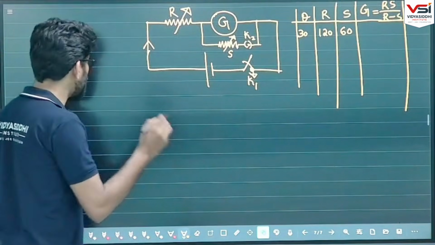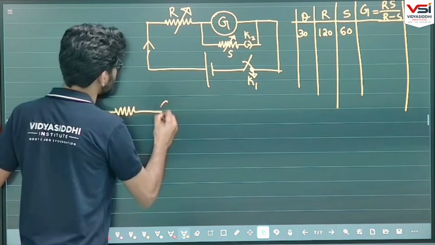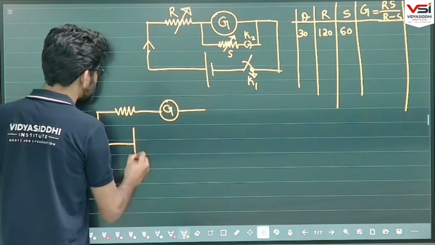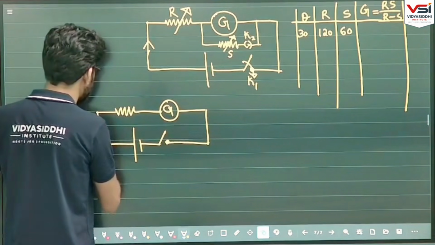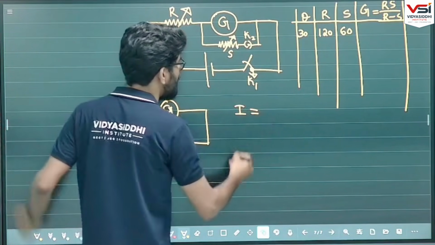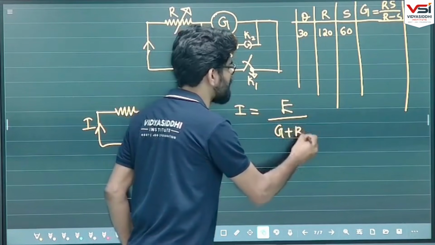So first of all, when the resistance R is connected in series with the galvanometer and no S is connected, at that time some current I is passing through this, and that current I should be the EMF of the cell divided by G plus R.